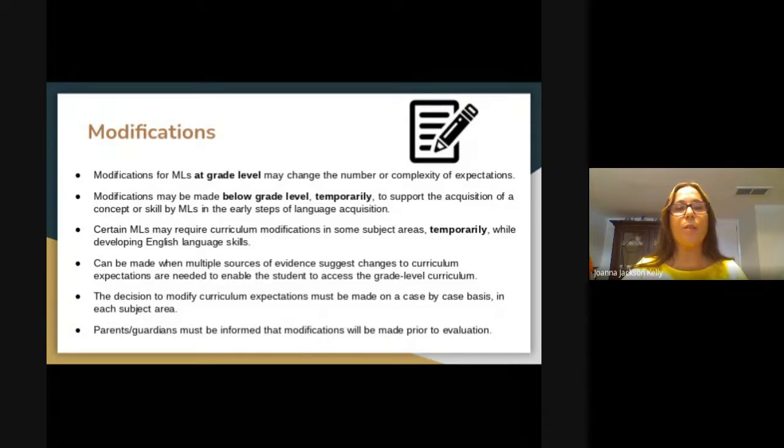Modifications can be made when multiple sources of evidence suggest changes to curriculum expectations are needed to enable the student to access the grade level curriculum. Modifications for MLs may be made at grade level and may change the number or complexity of expectations. Modifications may be made below grade level temporarily to support the acquisition of a concept or skill by MLs in the early steps of language acquisition. Parents and guardians must be informed that modifications will be made prior to evaluation.